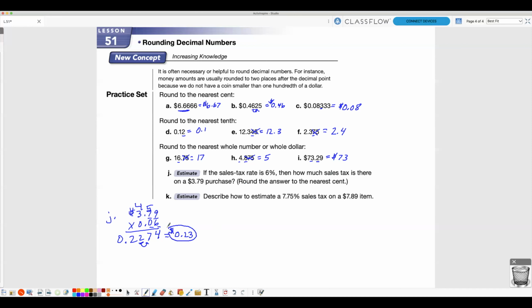That's all you need to answer. You don't need to give us the total or anything. If you needed to give us the total, you'd take 23 cents plus the price.